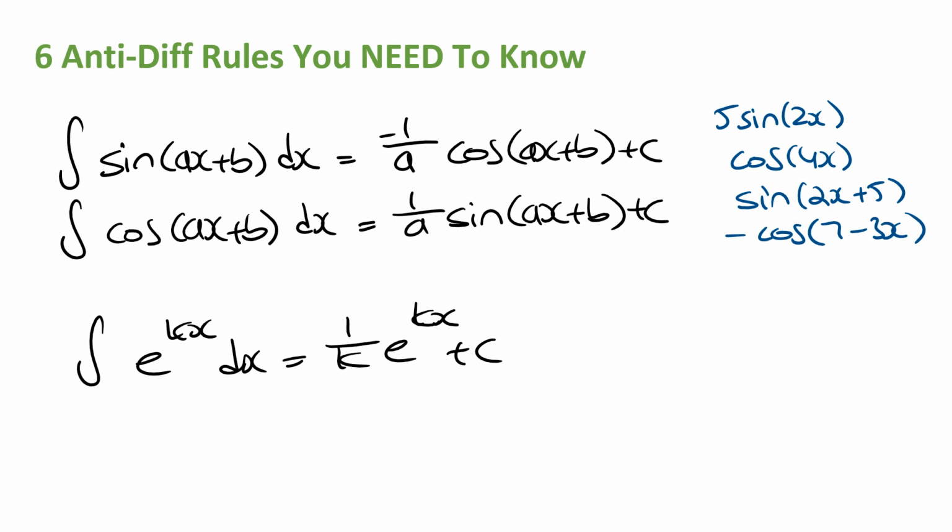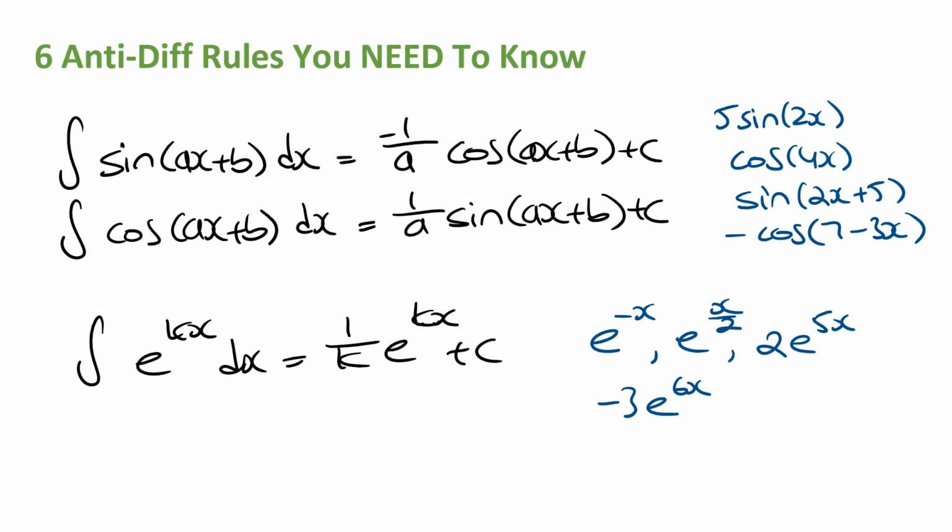Examples of when you would apply this rule is when you have something like e to the minus x, or e to the a half x, or 2 times e to the 5x, or the constant minus 3 times e to the 6x. And that's it for the 6 anti-diff rules that you need to know how to use and when to apply in your exams.